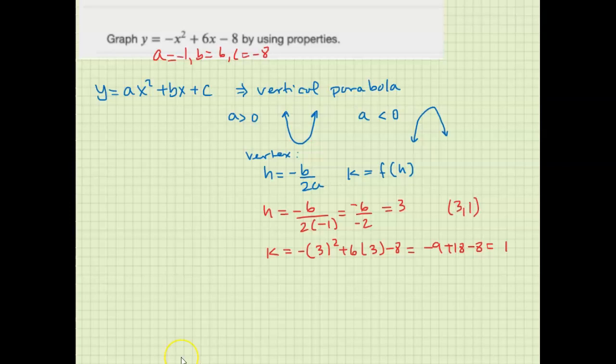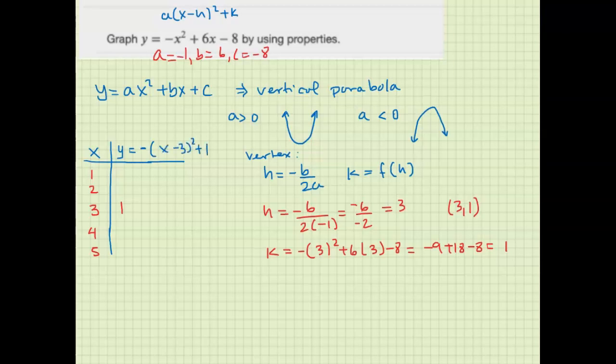Good, we're going to make a table of values. We're going to plug in the vertex in the middle, so x is 3, y is 1. We're going to pick two values that are bigger, 4 and 5, and two that are smaller, 2 and 1. Now the best thing to do when you're evaluating is to rewrite this in vertex form. Vertex form is a times x minus h squared plus k. So our a is negative 1, so this is negative x minus 3 squared plus 1. The 3 and the 1 are the vertex, the h and k values.